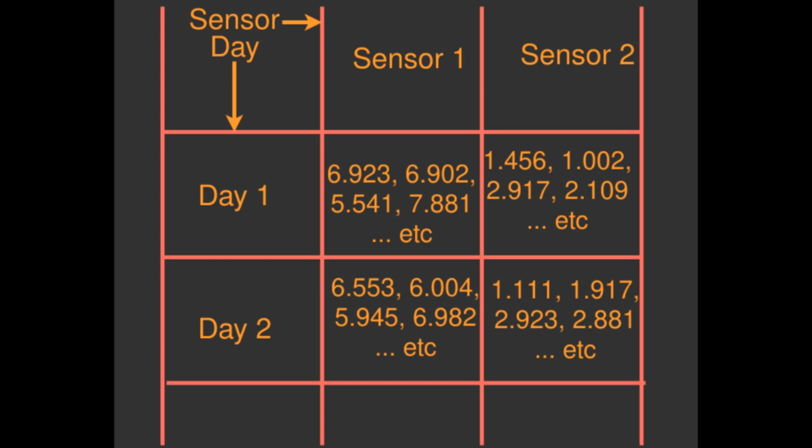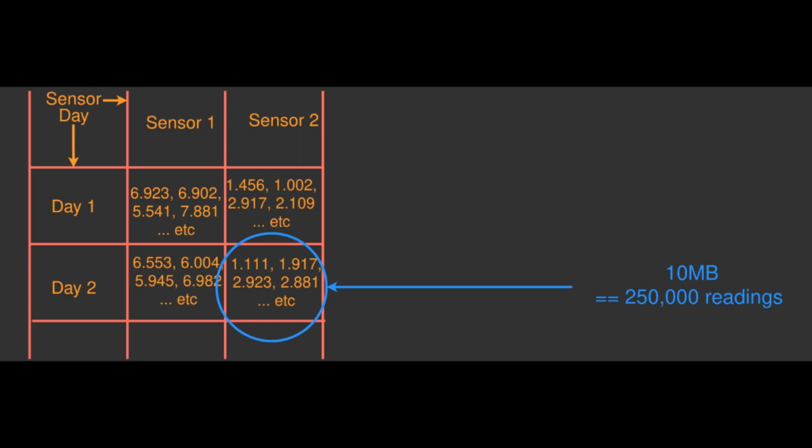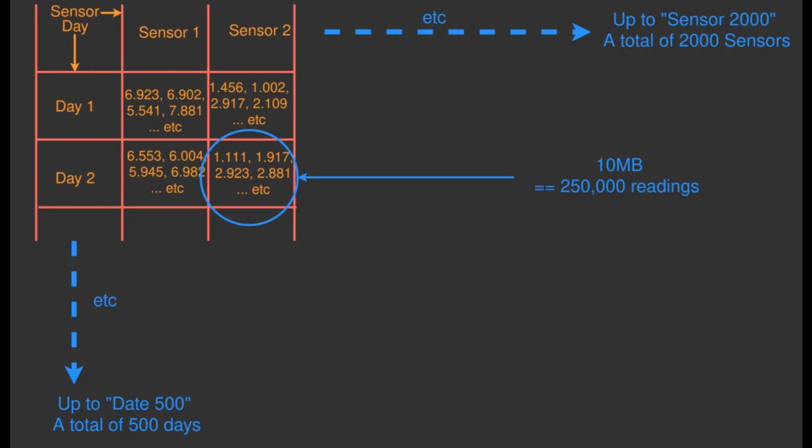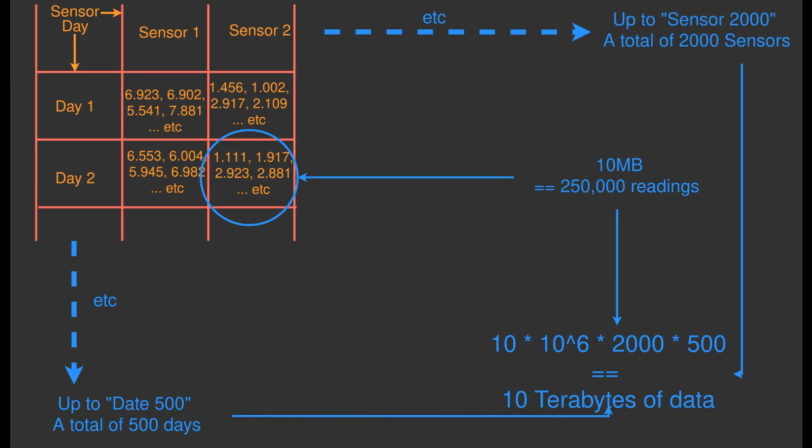Let's assume that we are working with a dataset of daily readings from a bunch of sensors, and that it looks like this. So for every day we have an array of readings for each of our sensors. Let's say that each sensor collects a total of 10 megabytes of data each day, so a total of 250,000 readings, and we have a total of 2,000 sensors, and our dataset spans over 500 days. That is a total of 10 terabytes of data. Quite a lot to hold all of it in memory.